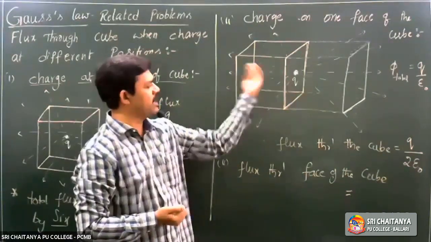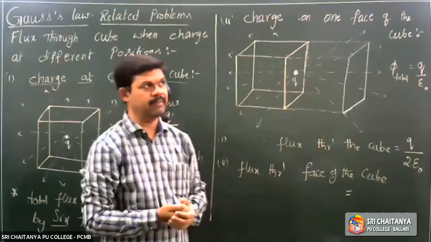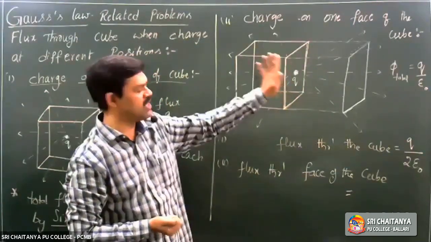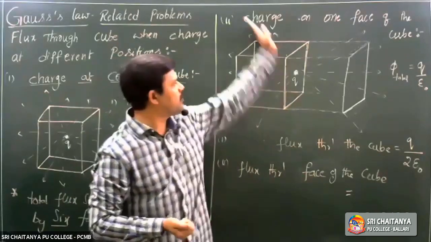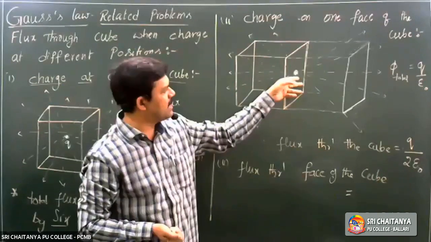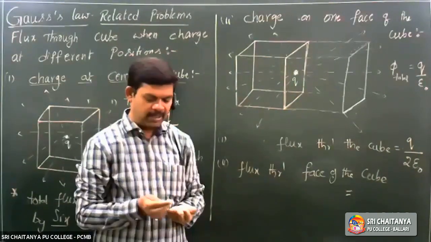Total flux coming in is q by 2 epsilon naught. Through each face of this cube, how much is the flux? Through this face, and other two more faces, and this face. How much is the flux?